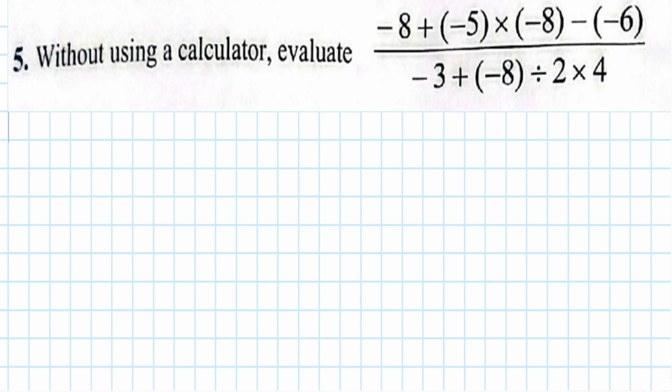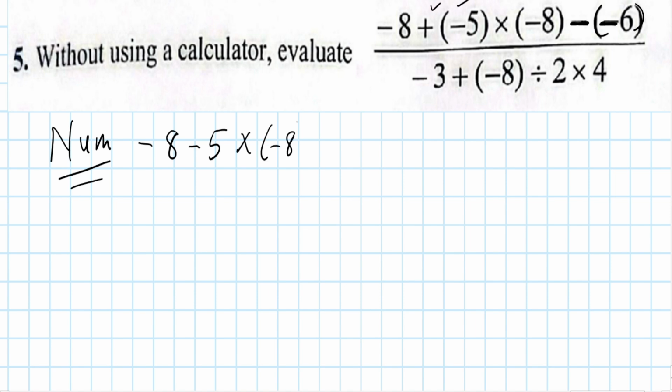Question 5. Without using a calculator, evaluate minus 8 plus minus 5 times minus 8 minus negative 6 over minus 3 plus negative 8 divided by 2 times 4. Which is very easy. Now let's start with the numerator just like normal. So we start with the brackets. This is minus, so you'll have plus 6. It's going to be minus 8, and there's also plus and minus, which eventually becomes minus 5 as well, times minus 8, and then this one becomes plus 6.